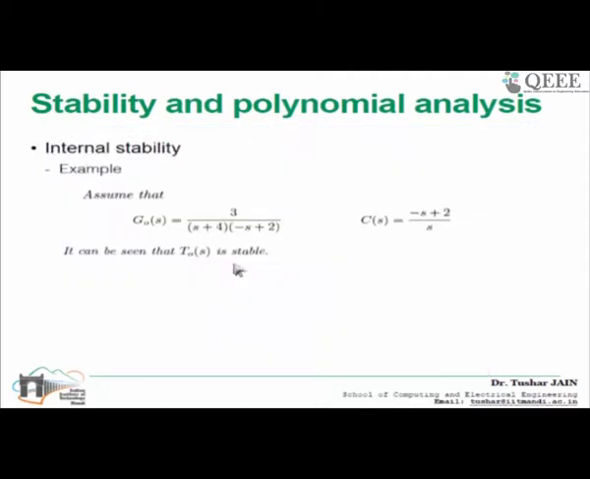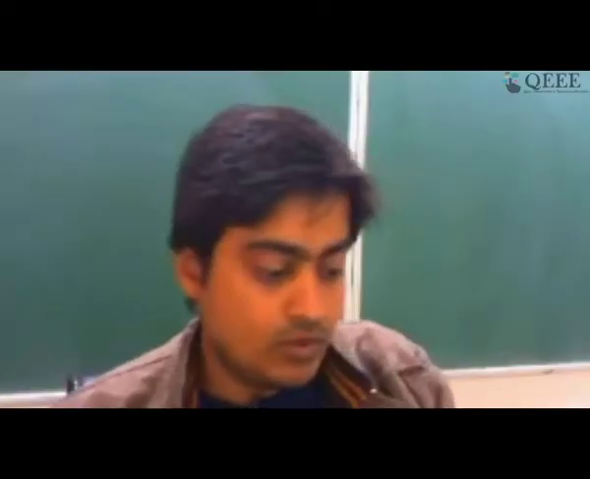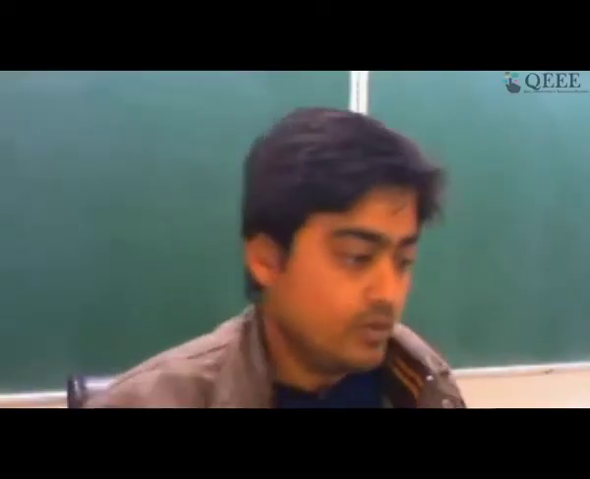Assume that we have this G naught of s given by the ratio of 3 over (s plus 4)(minus s plus 2), and a controller C of s equal to (minus s plus 2) over s. I will ask you to compute T naught very quickly, which is nothing but G naught C divided by 1 plus G naught C, so that you can see that your system is stable.